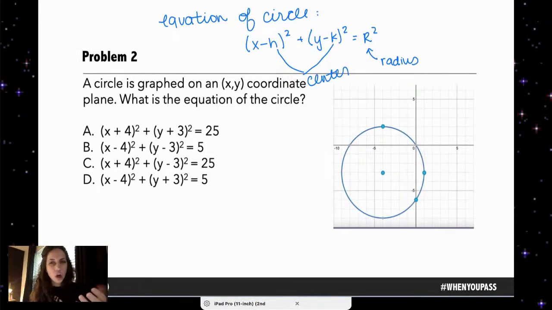In a non-circle, but like in your parabolas or absolute value functions, (h, k) is your vertex, but a circle doesn't have a vertex. So the equation of the circle is (x - h)² + (y - k)² = r², where (h, k) is your center. Now, you'll notice that the formula has a minus sign in front of the h and the k, but the center is just (h, k). It's not negative h, negative k.